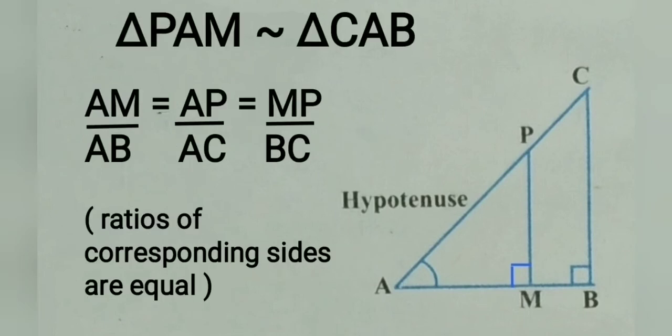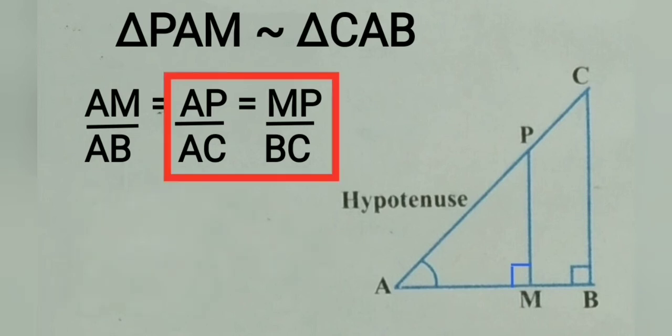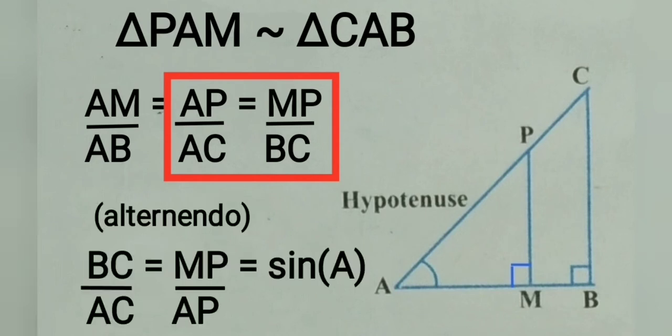As triangle PAM is similar to triangle CAB, it implies AM upon AB is equal to AP upon AC is equal to MP upon PC. That is, the ratios of the corresponding sides are equal. If we consider the two ratios marked in the red and apply alternando, we get BC upon AC is equal to MP upon AP, which is nothing but sin A.